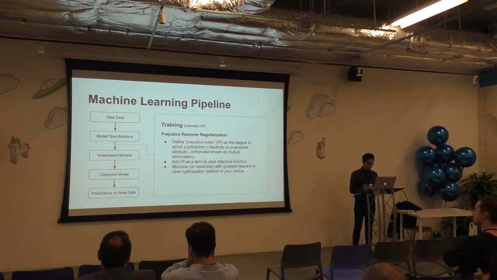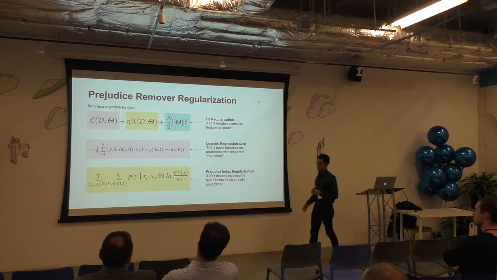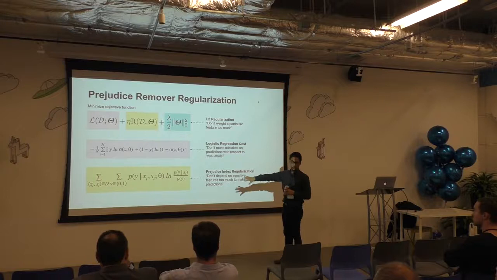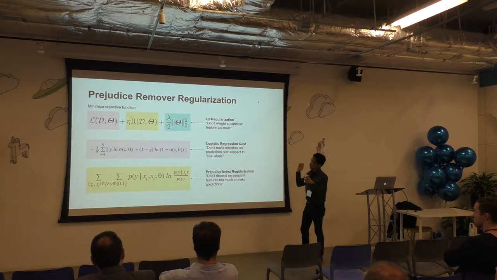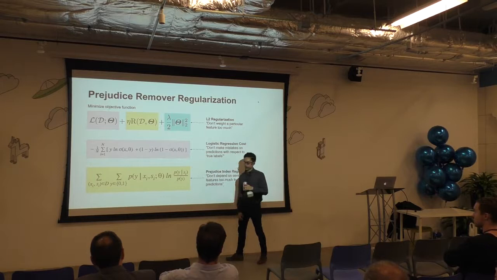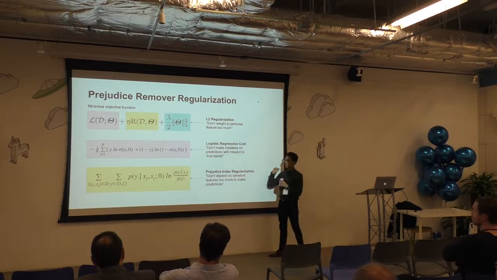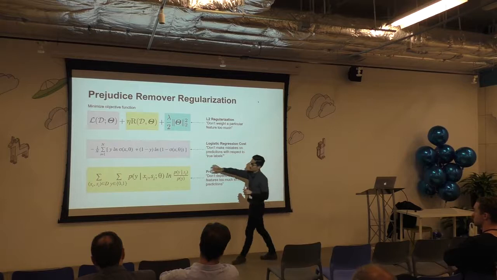And this is the most math I think I'll have. And I'm not going to go through everything in detail, but that's why I put some colors in boxes. So just look at the colors in boxes. So basically, the blue thing is your typical, say, L2 regularization. And what that's saying is don't weight a particular feature too much. And this thing in red, this is the logistic regression case. So what this is saying is don't make mistakes on predictions with respect to the true labels. So this term is going to be large if it gets predictions wrong.